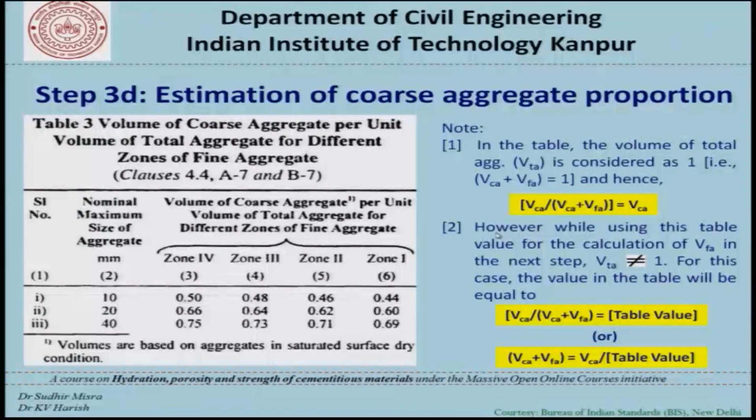Now, the second note is, however, while using this table value for the calculation of VFA in the next step, VTA is not equal to 1, very important. So, in the next step, when we are calculating fine aggregate proportion, we have to make sure that VTA is not equal to 1. For this case, the value in the table will be equal to VCA divided by (VCA plus VFA), or in other words, VCA plus VFA is equal to VCA divided by the table value. This one we have to substitute in the next step to get the fine aggregate proportion.